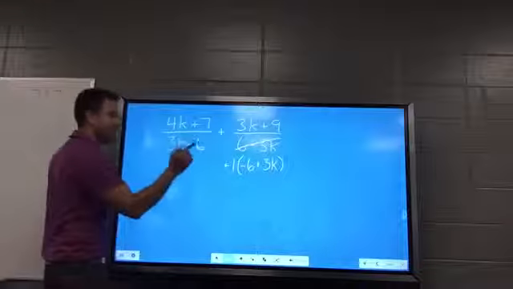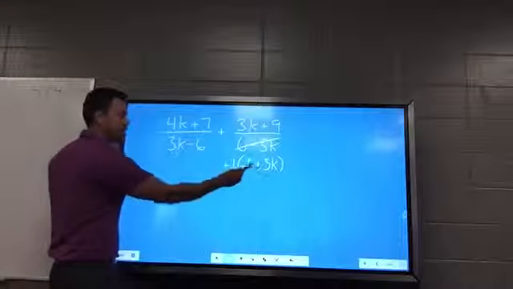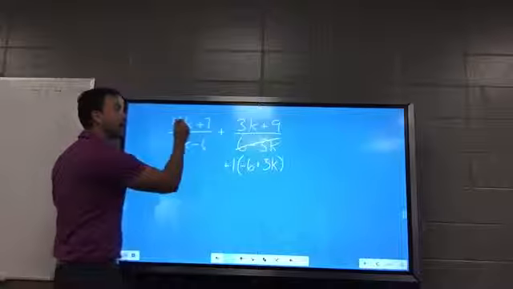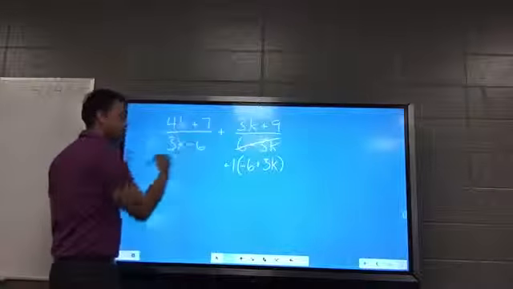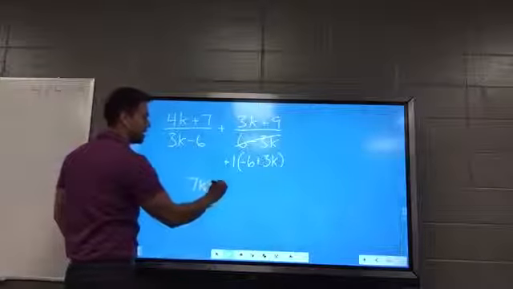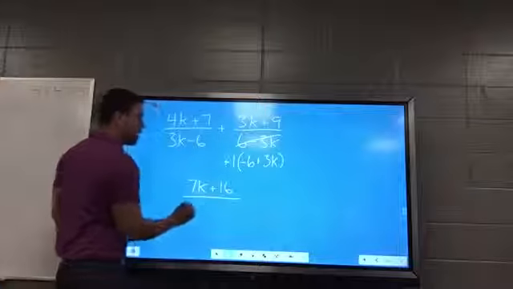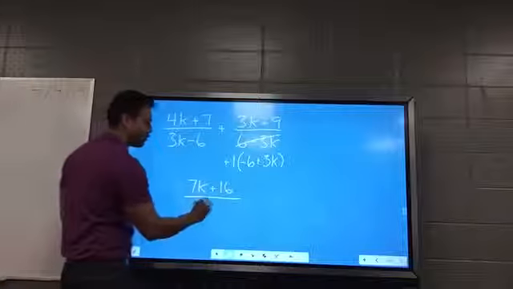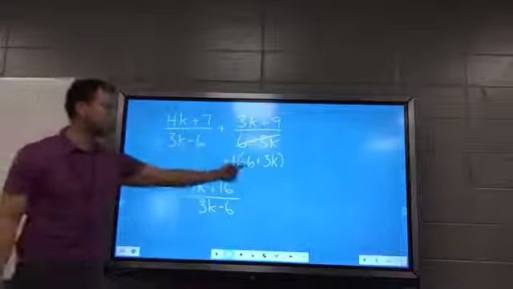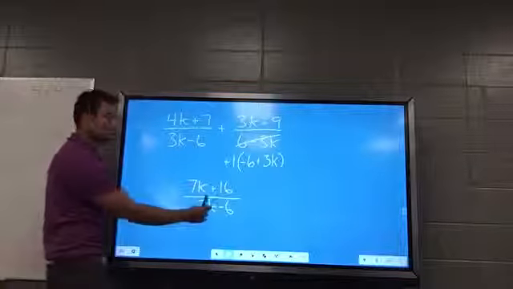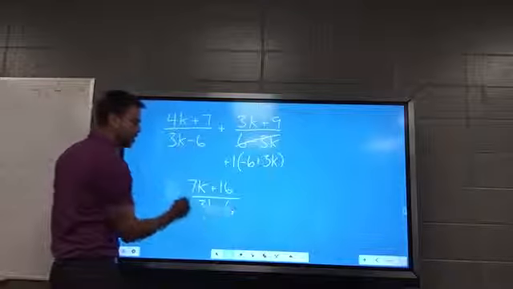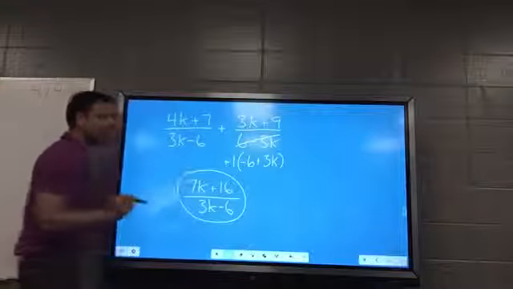Okay, hold on. Do we have a common denominator? Yeah, we have a negative 6 and a positive 3K. We're good. Now I can just add the numerators. So what do we get in the numerator? 7K plus 16 over, and we usually write in standard form, 3K minus 6. You could have technically written it negative 6 plus 3K. Is there anything to simplify? No. So that's my final simplification.